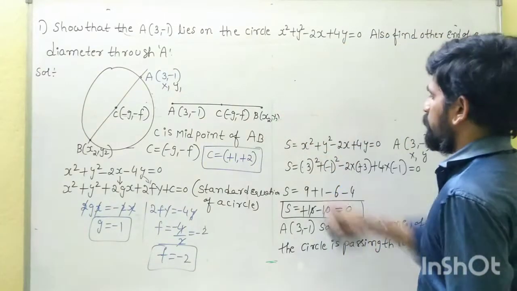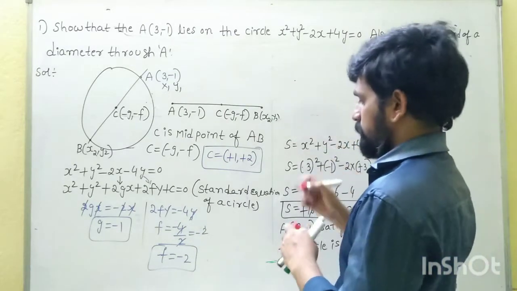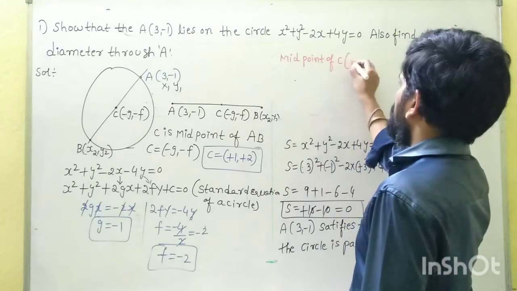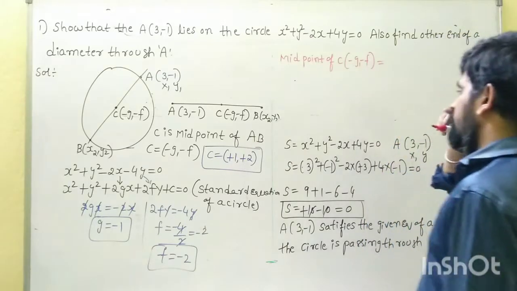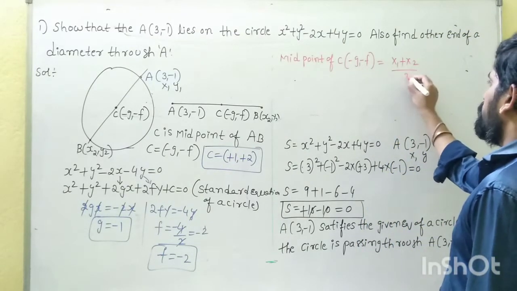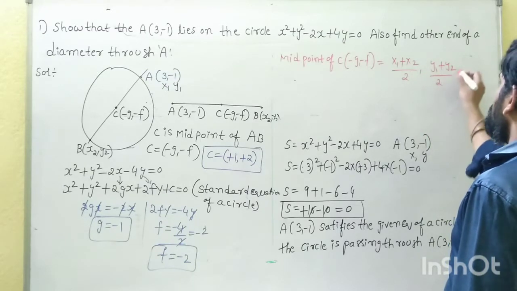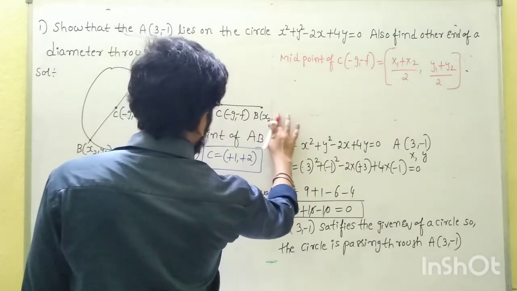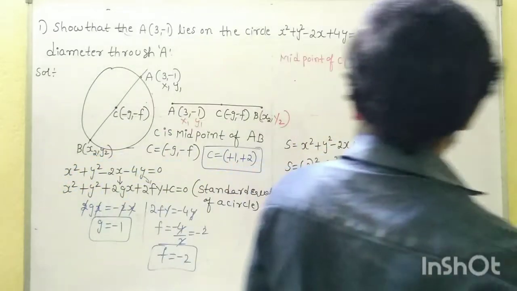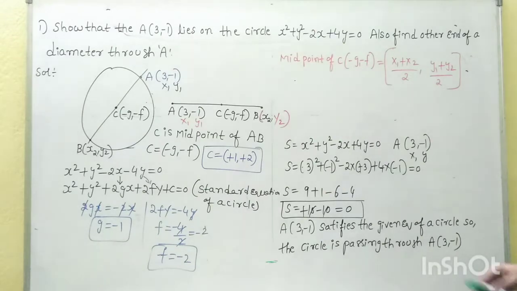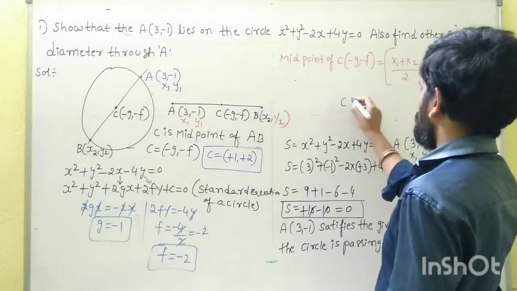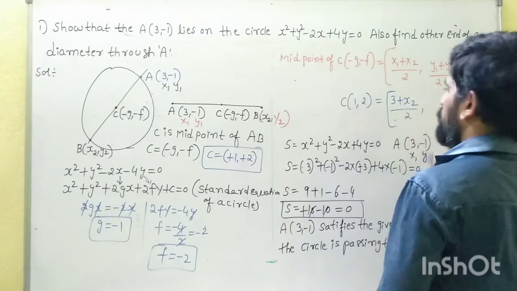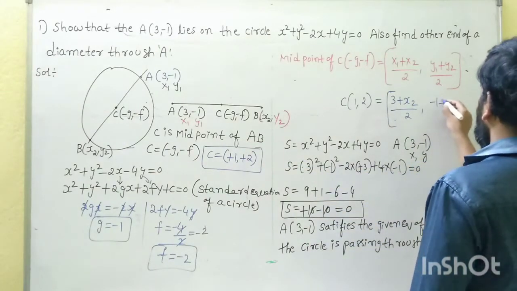Now we need to find the center using the midpoint formula. What is the midpoint formula? The midpoint of (-g, -f) is ((x1 + x2)/2, (y1 + y2)/2). This is the midpoint formula. Here this is x1, y1 and the other is x2, y2. So the center C = (1, 2) = ((3 + x2)/2, (-1 + y2)/2).